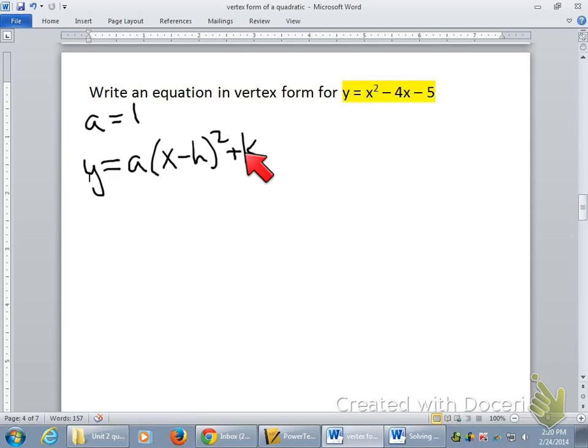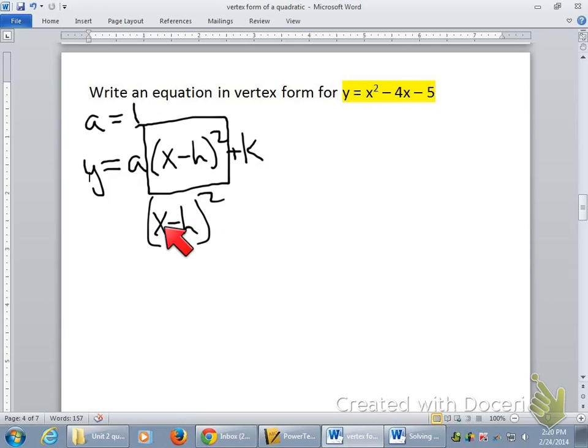Okay? Now, look right here inside your vertex form. Just focus right here. You've got x minus h squared. What do we call that thing? We've used it a lot. It is a perfect square. That's a perfect square. We used it a lot last week, right? Man, it'd be nice if there's a perfect square up here. Well, I mean a whole binomial, the whole perfect square trinomial thing.